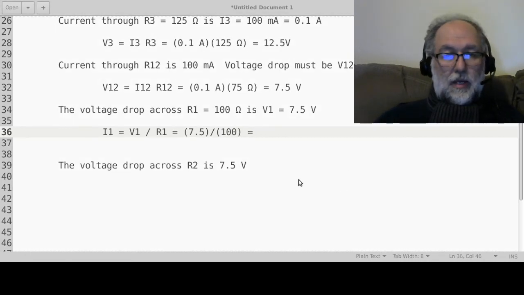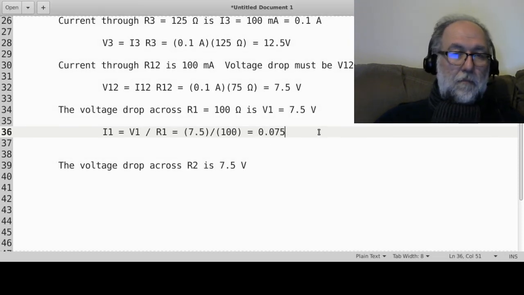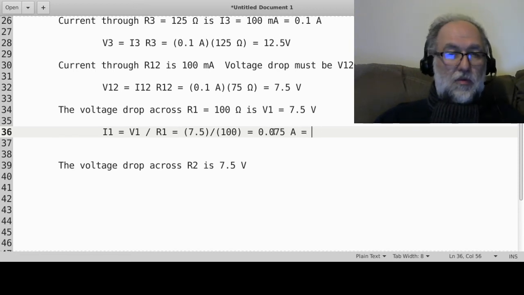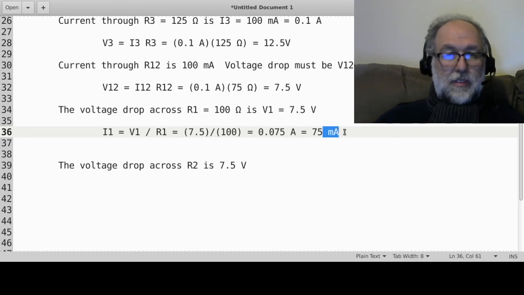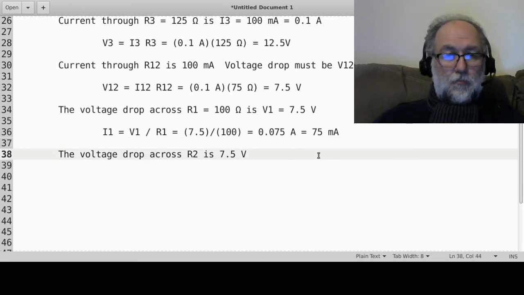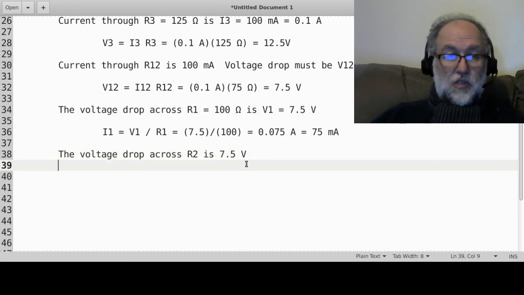And so what's that current? That current is going to be in amps. Converting that to milliamps, you move the decimal over 1, 2, 3, like that, and that's going to be 75 milliamps. So remember, amps are MKS, and milliamps are the more common unit, although it's not MKS.